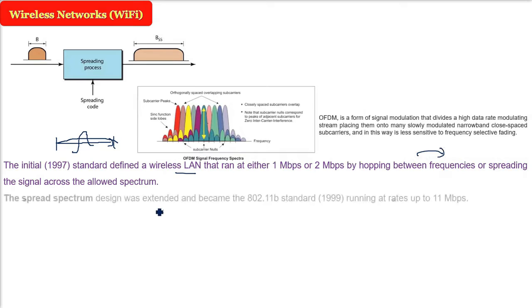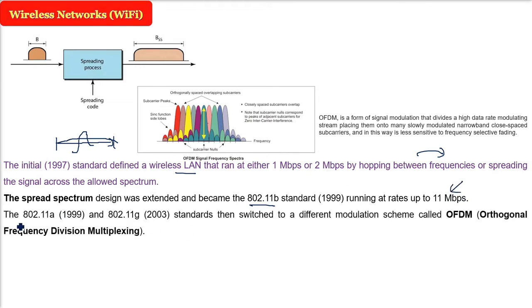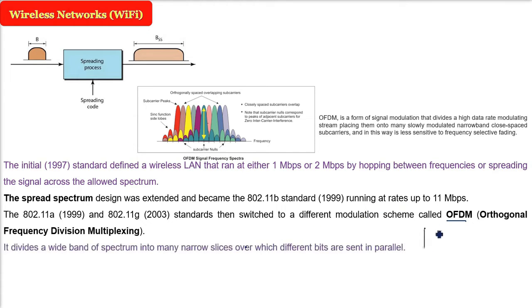This was 1997. Now the technology evolved. So the spread spectrum design was even more extended, and it became the 802.11b standard in 1999, and the data rate increased to 11 Mbps, then 802.11a, then 802.11g. In these standards, there was a new modulation scheme they adopted, and we'll be talking about this OFDM, which is orthogonal frequency division multiplexing. To just give you a hint, this is all about slicing. That is, it divides a wide band of spectrum into very short and very narrow slices. Over these slices, different bits are sent in parallel.